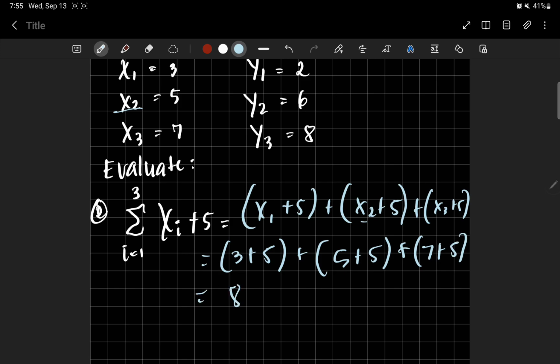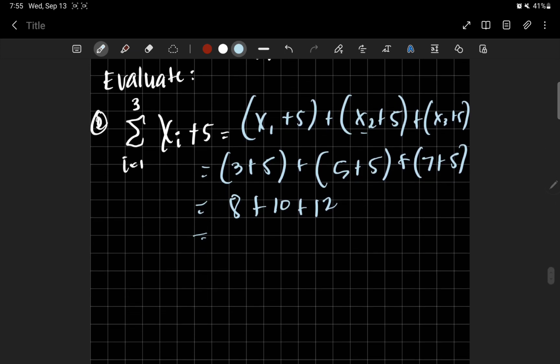Then, you evaluate. 3 plus 5 is 8. 5 plus 5 is 10. 7 plus 5 is 12. Then, after ma-evaluate, i-simplify. 8 plus 10 is 18. Plus 12 is 30. So, our answer here is the summation of x sub i plus 5 is equal to 30.